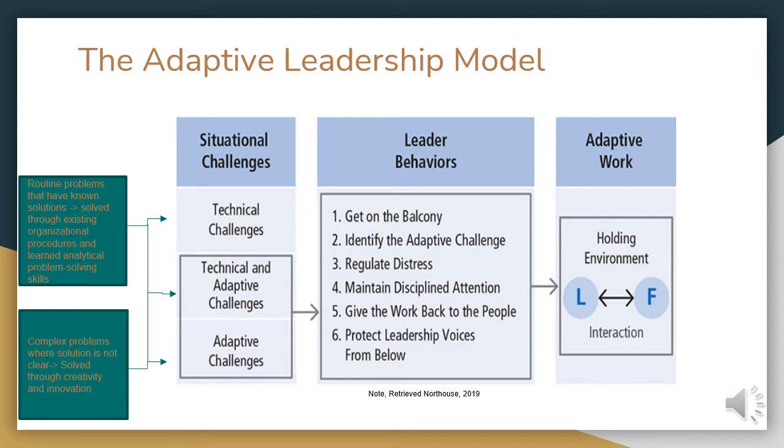The adaptive leadership model as discussed by Northouse has 3 main elements: situational challenges, leader behaviors, and adaptive work. There's 2 types of situational challenges. Technical problems or technical challenges are more routine problems that have known solutions and can be solved through existing organizational procedures and learned analytical problem solving skills. An example of this at my work might be an IT outage, where we know what the issue is and it occurs often, and we can work with the right team and get that problem easily resolved.